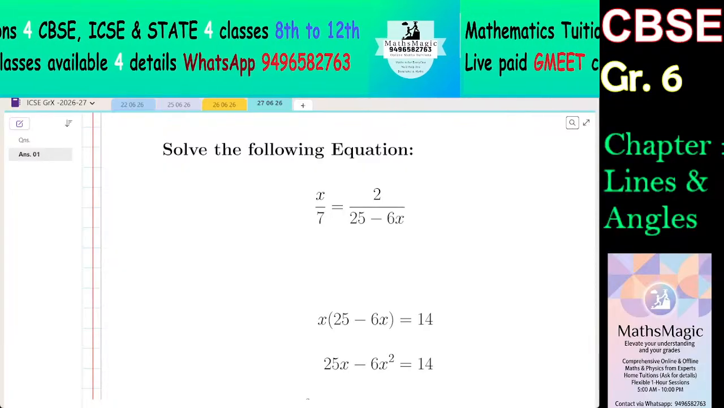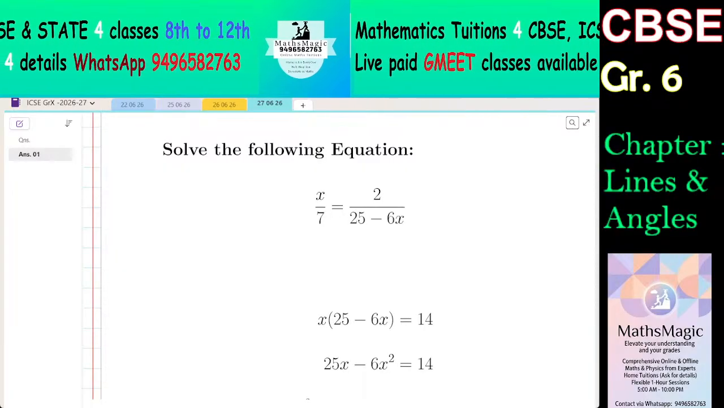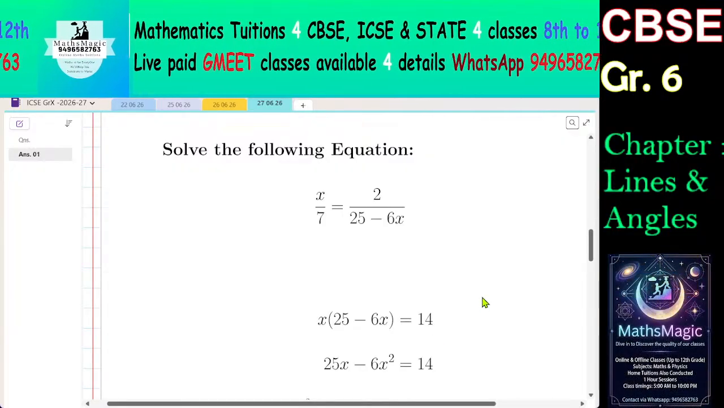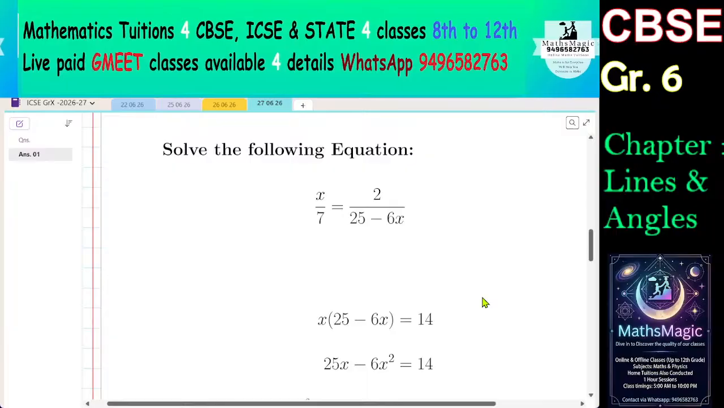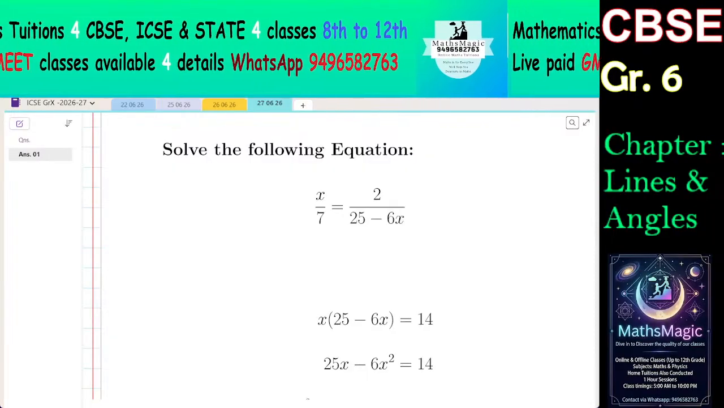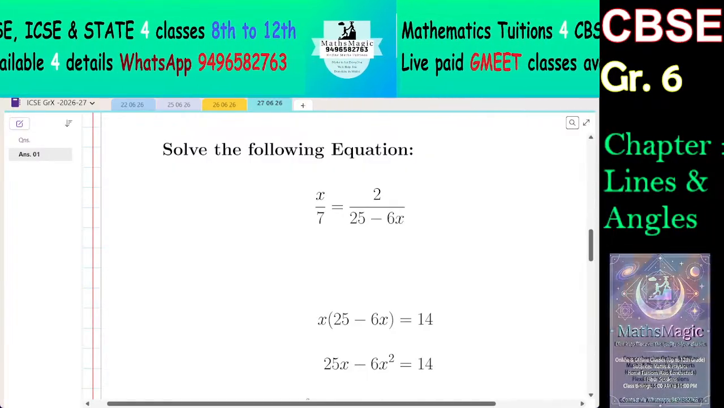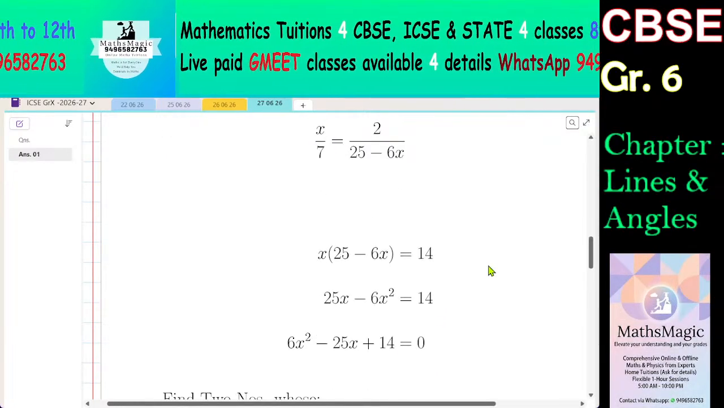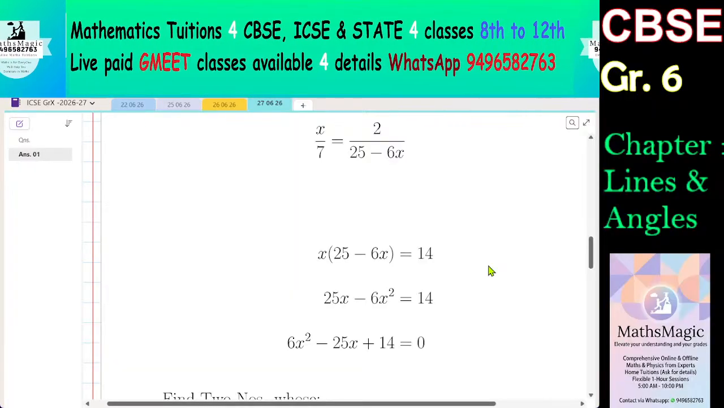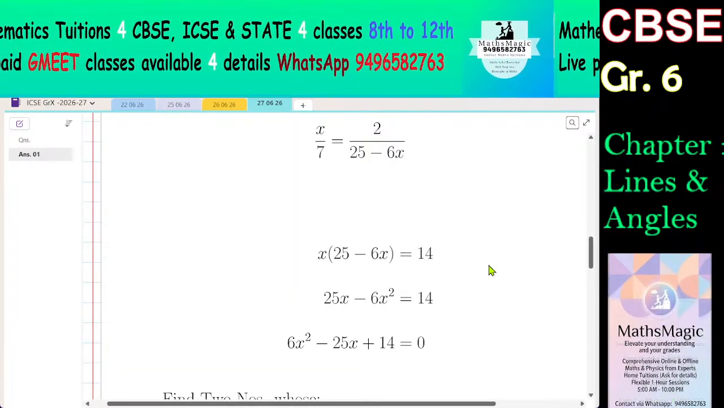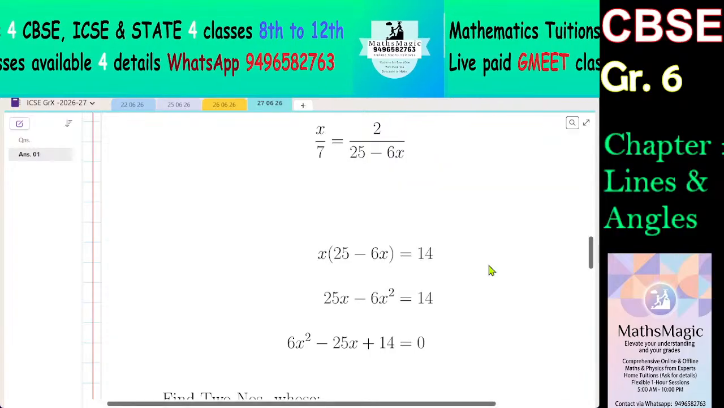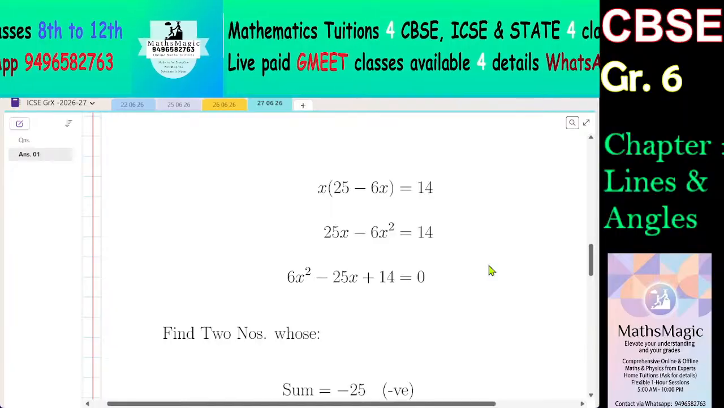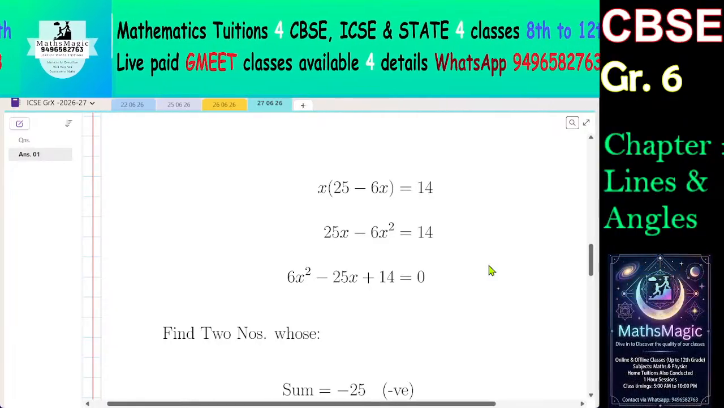I have sent the PDF version to those who have doubts in this question. And here is the clean and neat version. Solve the following equation: x by 7 equals 2 by 25 minus 6x. The cross multiplication part, the expansion part, that is x into 25 minus 6x equals 14, expanding: 25x minus 6x squared equals 14. 6x squared minus 25x plus 14 equals 0.